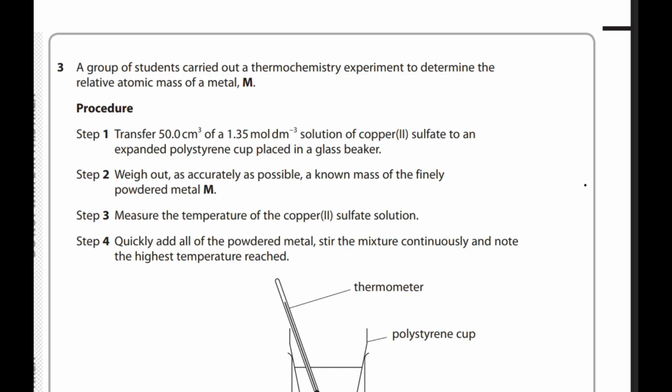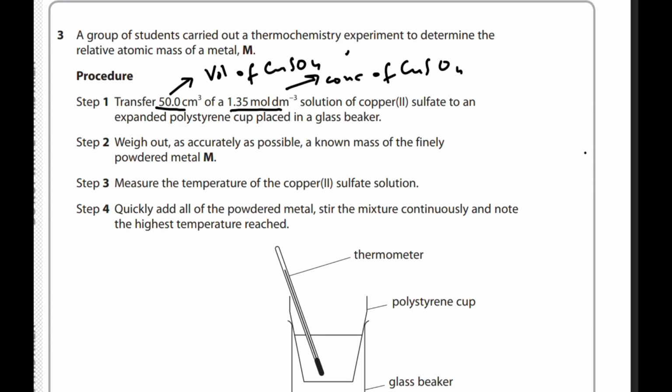Question number 3. A group of students carried out a thermochemistry experiment to determine the relative atomic mass of metal M. Procedure: transfer 50 cm³ of 1.25 moles per dm³ solution of copper sulfate. Please, when you read the question, always mark the values. They have given you the volume of copper sulfate, but this is in cm³, so you need to convert this into dm³ later on in the question. And they have also given you the concentration of copper sulfate. So you have these two values.